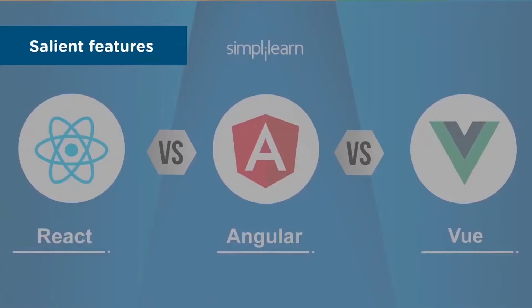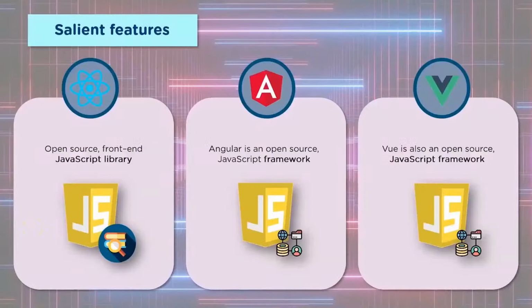First, we'll look into the salient features. Now, React is a front-end JavaScript library, while Angular and Vue are JavaScript frameworks. Now, although the terms library and framework are used interchangeably, they're significantly different. A library is a set of classes or functions, and the user is in complete control to call them. Frameworks, on the other hand, are like models. They have limited choices and come with a blueprint of their own. And as a result, the user doesn't have much control.